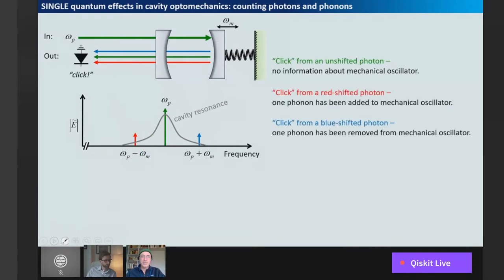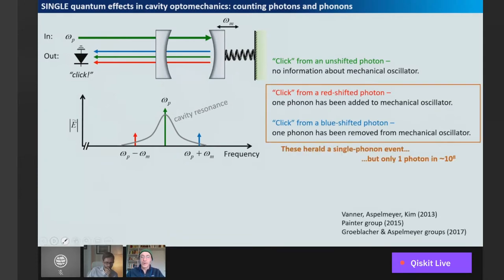And that's the basic picture we want, because if you now imagine putting a detector here that really goes click, then you tell the story: I send in one green photon, I get out a photon, it goes click, and if that photon was blue, then I know something. I know that exactly one phonon has been removed from this mechanical oscillator. And if that photon click came from a red photon, I would say, hey, I know something about the quantum state of this mechanical oscillator. Whatever it was before my measurement, it's now that with one phonon added to it. Okay. So that's the essential idea that we'd like to employ.